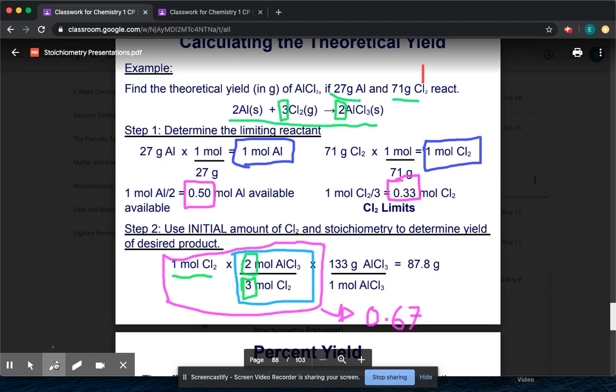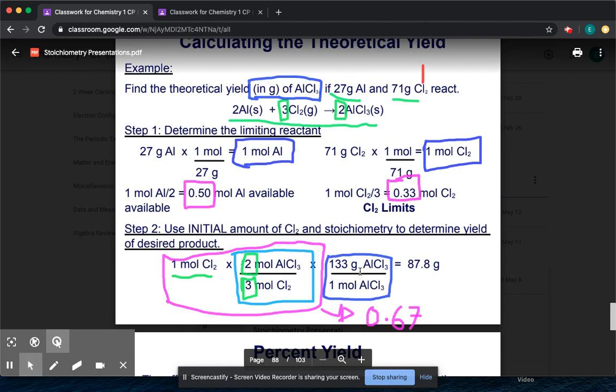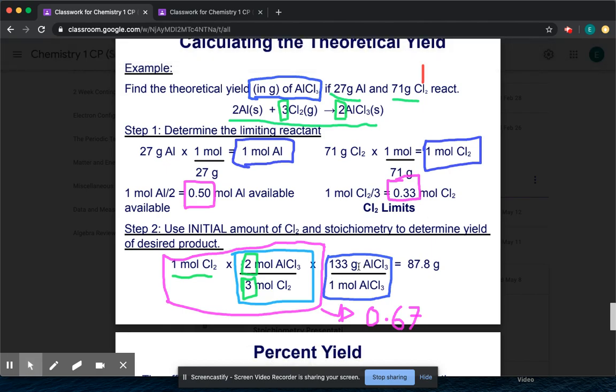Now that we have this number, the next step, it wants us to convert it into grams. We want to know how much aluminum chloride we're going to make, but in grams, okay? So then this step right here is us converting moles to grams, okay? So again, what you are converting to goes up top. We are converting to grams, so grams should be up top. We are coming from moles, so moles should be on the bottom.